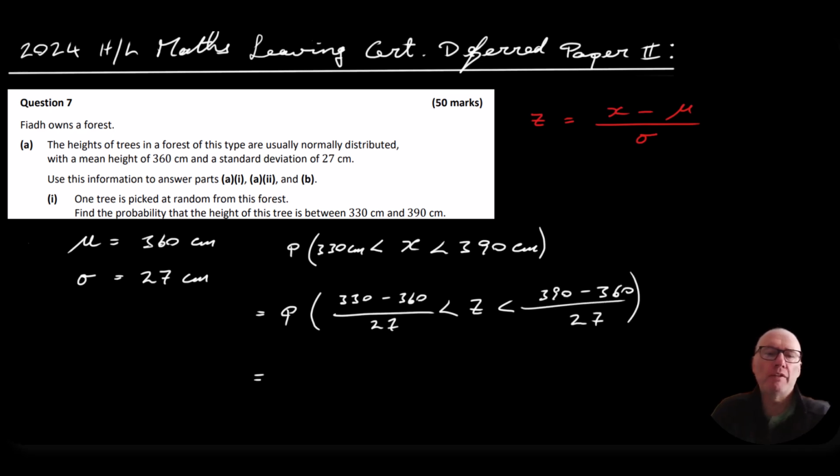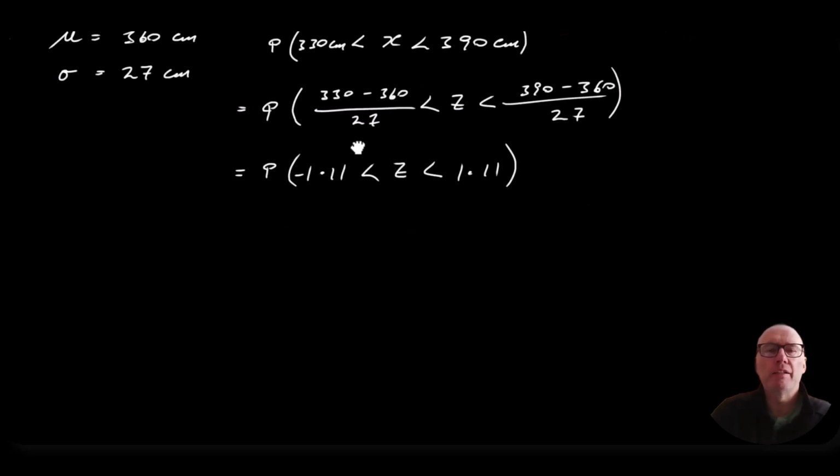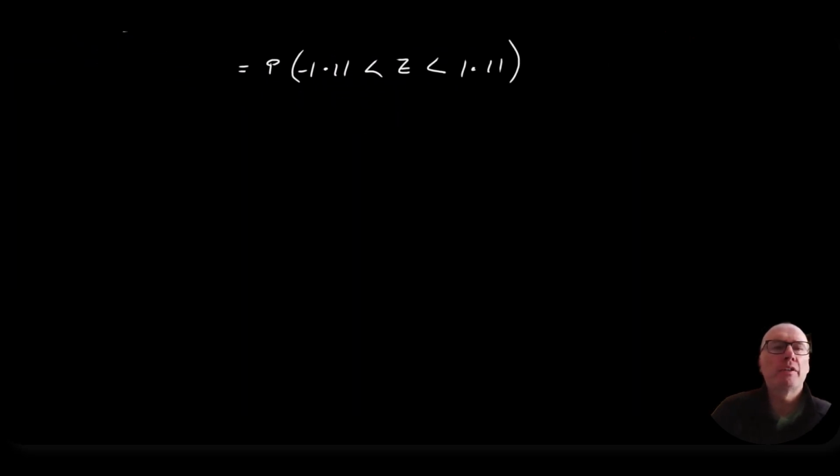So these two z values are 1.11, minus 1.11 in fact, and 1.11 out here as well. Now this one is repeated here, so I've just rounded it to 2 decimal places because I know that's what our tables can read. So let's deal with this. Now we have the probability that z is greater than minus 1.11, less than plus 1.11.